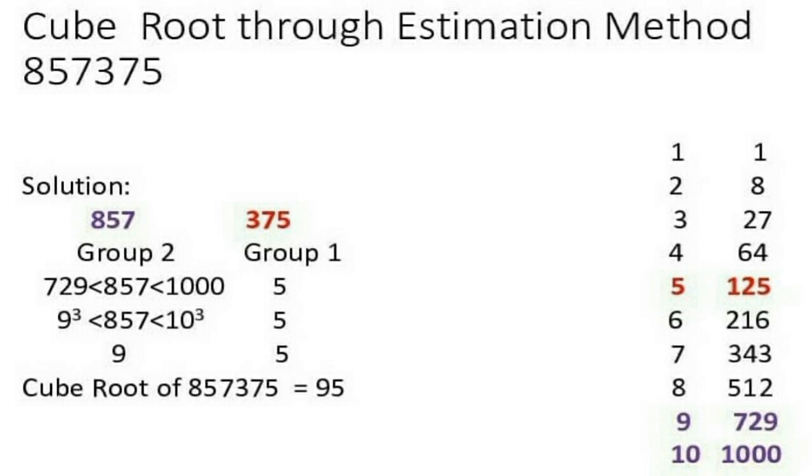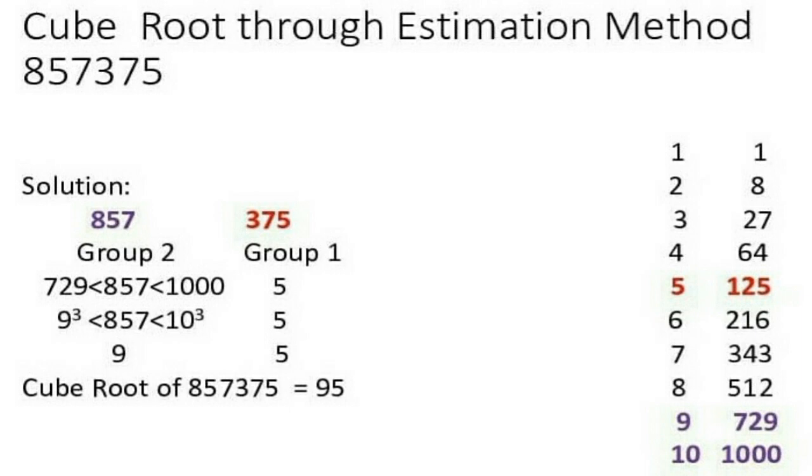And I know all my students know it. And now see the question. What do I have? 857375. So what I'm going to do first, I'm going to make groups of 3. And from where I'm going to start? I'm going to start from the last, that is ones, tens, hundreds, right? So see my first group is 375, and what is my second group? 857.